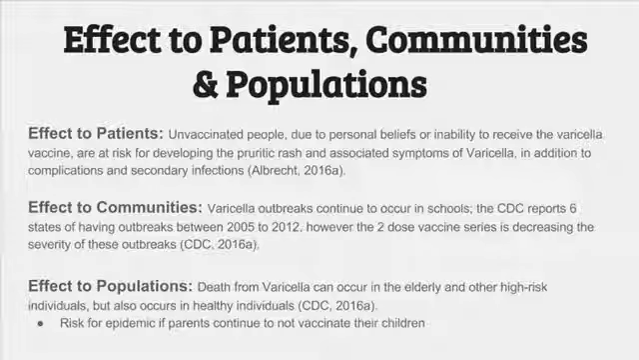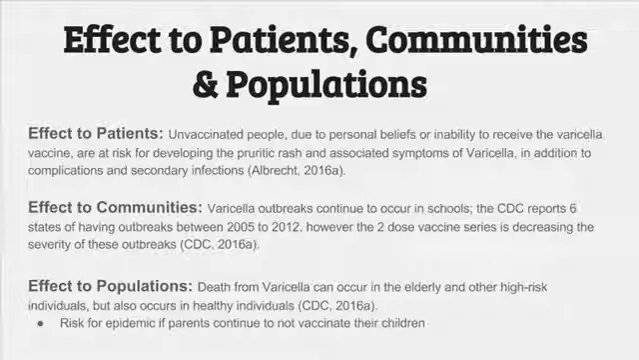Unvaccinated people, due to personal beliefs or inability to receive the varicella vaccine, are at risk for developing the pruritic rash and associated symptoms of varicella, in addition to complications and secondary infections. Additionally, many healthy adult deaths are the result of contracting varicella from their unvaccinated children.